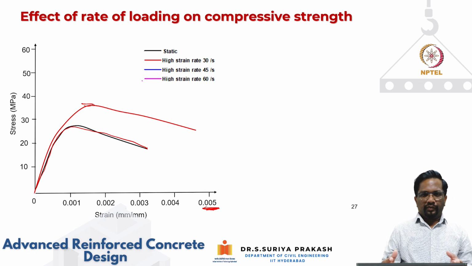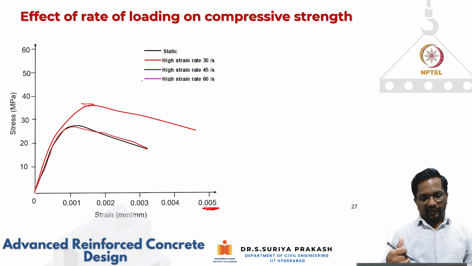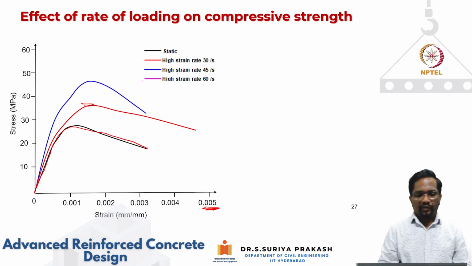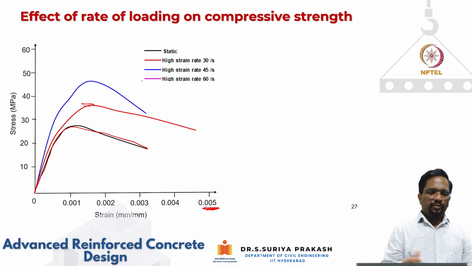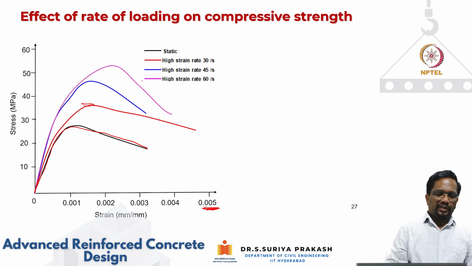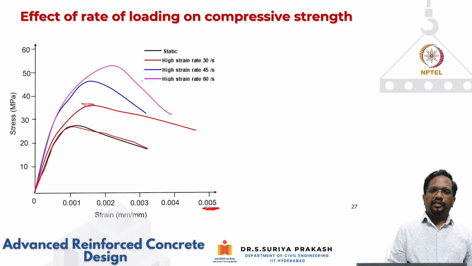For example, for a structural element that is subjected to high strain rate effect, the material property is also going to be enhanced. So that is what we are trying to see. When the strain rate is at 45 per second, again there is going to be an increase in elastic modulus and also strength. And if it is at 60, again you're going to get some increase in your strength. So we increase using this dynamic increase factor, which can be expressed as a function of the strain rate of your loading.